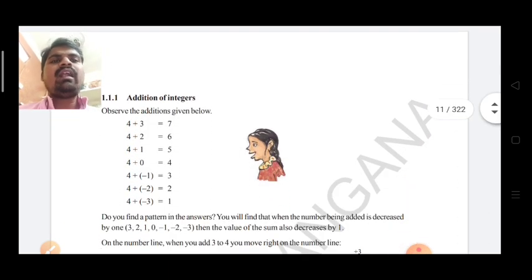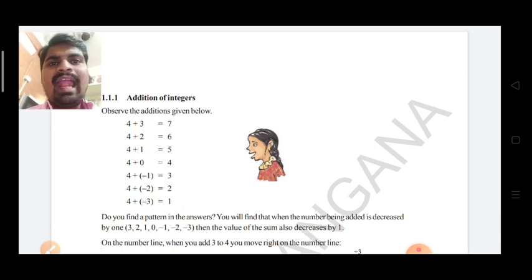Already you know very well addition of integers. Addition is nothing but adding two integers which are positive or negative, because you know very well integers are nothing but the collection of positive, negative along with 0. So today we are discussing addition of integers.